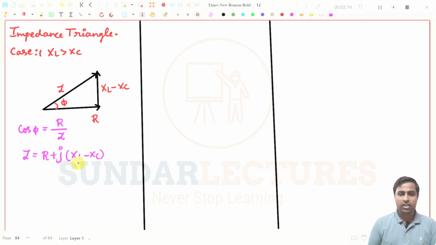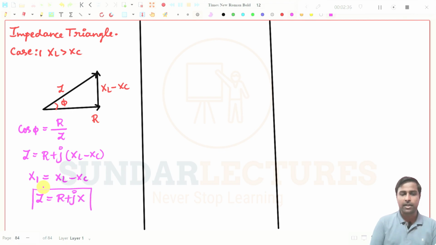And you see this one here, this is XL minus XC. So what you do, you just write X1 is equal to XL minus XC. I am writing this as X1, since this is case 1. So commonly you write Z is equal to R plus JX. Commonly you write this expression and you can find the value of XL and XC from the given values, and you can easily compare XL and XC to know whether XL is greater than XC or XL is smaller than XC.